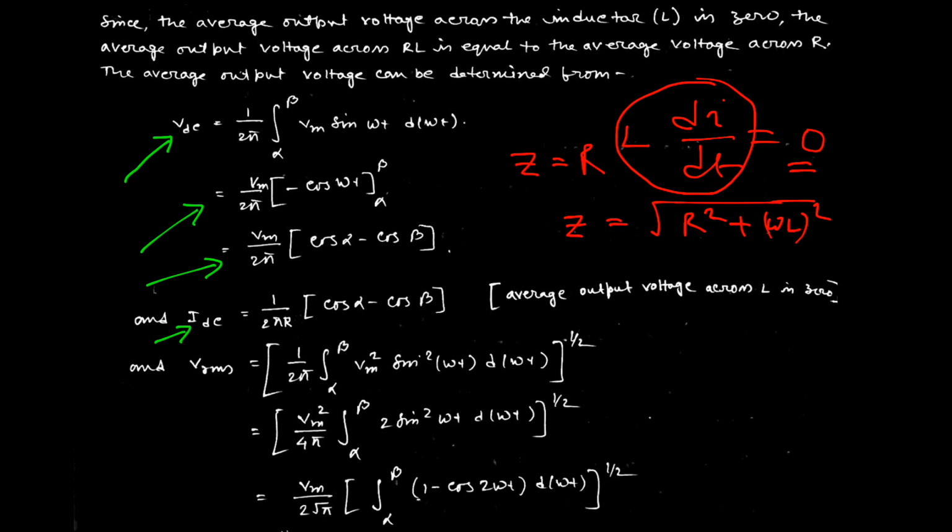Now we are going to calculate the VRMS, that is root mean square. VRMS equals the square root of 1 by 2 pi times the integration from alpha to beta of Vm sin omega t whole square, that is Vm square sin square omega t d omega t. After simplification we have Vm square by 4 pi times the integration from alpha to beta of 2 sin square omega t d omega t, under root. Then we can get Vm by 2 root pi times the integration from alpha to beta of 1 minus cos 2 omega t d omega t, under root.